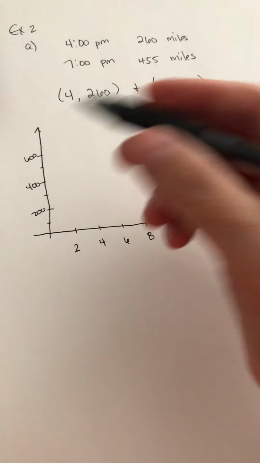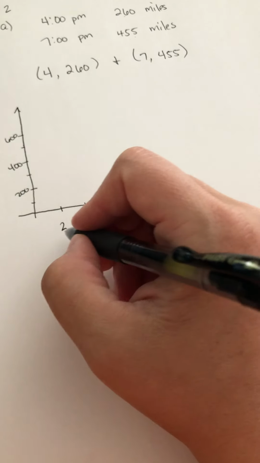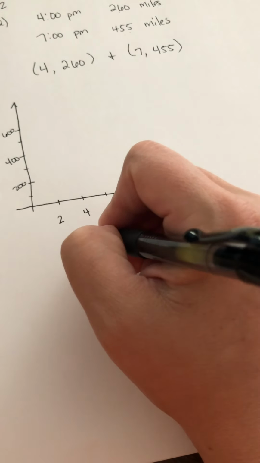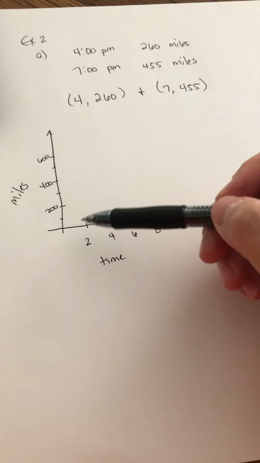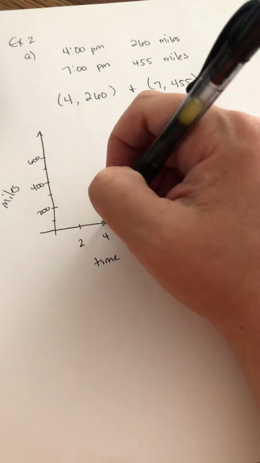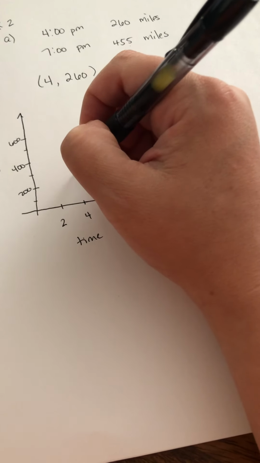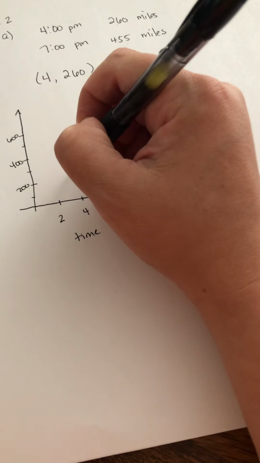So this I'll put miles. I didn't label it on the document. I should have. This would be time. But anyways, I've got the points 4, 260. So at 4 o'clock, he's 260 miles from home. So he's between 200 and 300, roughly there somewhere.